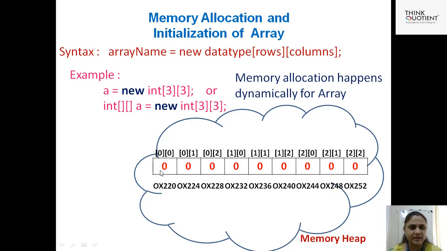So the first 3 elements, if you are able to see, will be considered as members from the first row. So how are they being accessed? They are being accessed with 2 indices now.